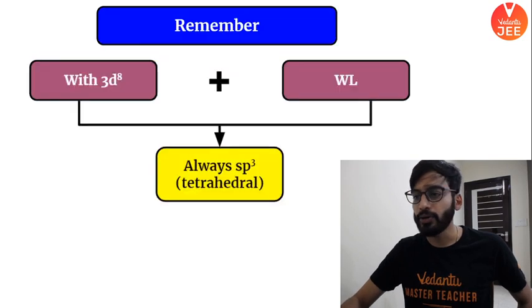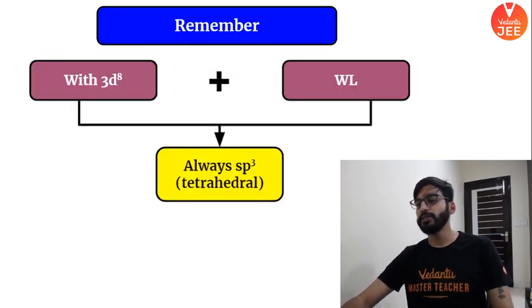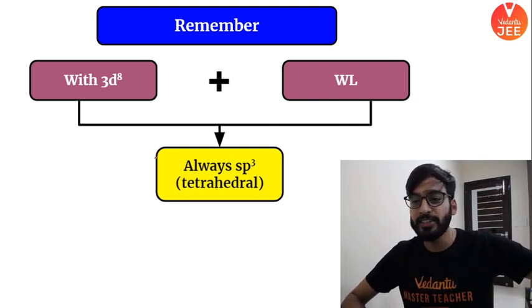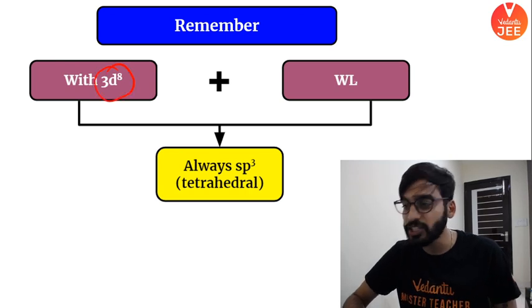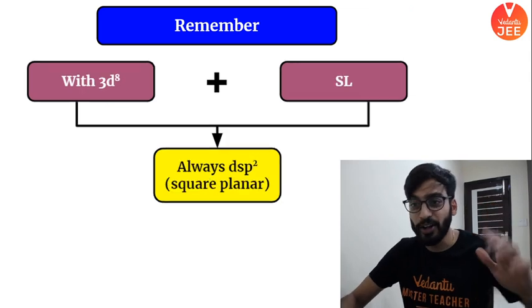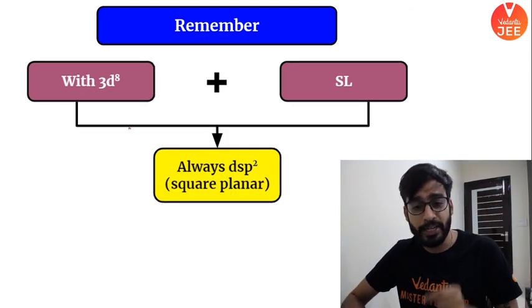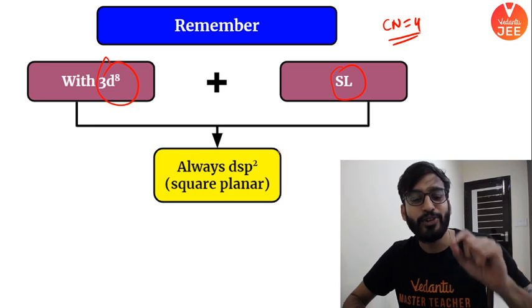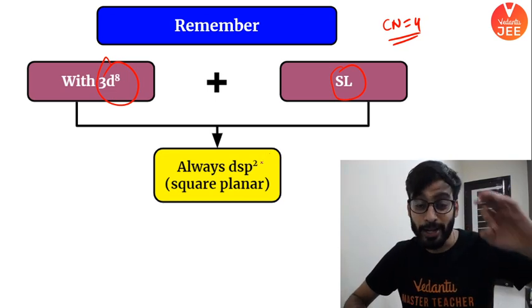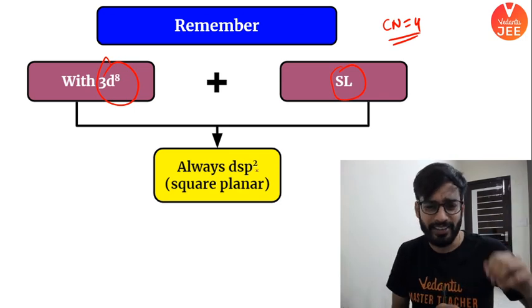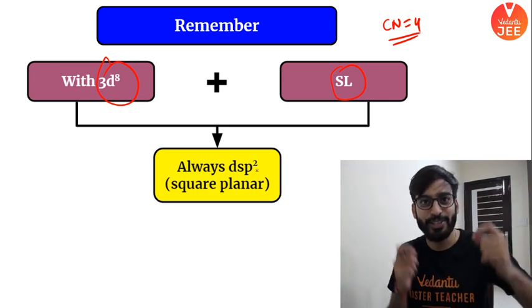All right, आगे जाता हूँ. Moving on, boys and girls. This point I had already explained in the previous session. Whenever you have 3d8 configuration and a weak ligand, it will always go for tetrahedral. On the other hand, if you have 3d8 configuration and a strong ligand and coordination number is again 4, it will go for dsp2 hybridization. Square planar complex will come. Is this point clear? We had done it, right? I just revised it so that you can recall it.